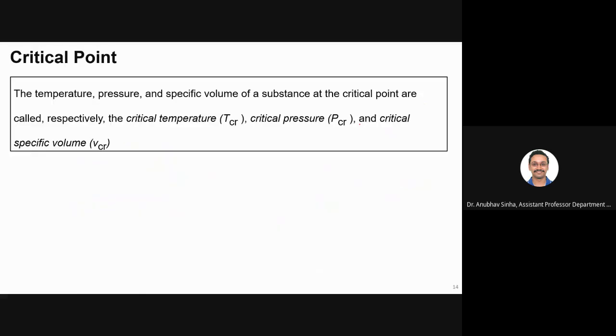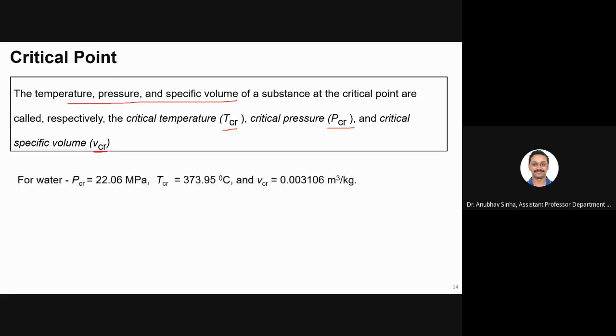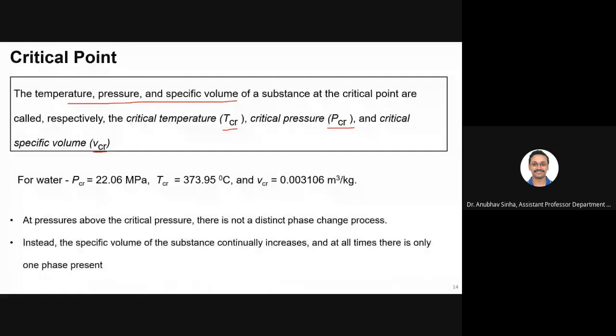Okay, let us define the critical point. The temperature, pressure, and volume of a substance at the critical point are called the critical temperature, critical pressure, and critical specific volume respectively. Now for water, these are the values.